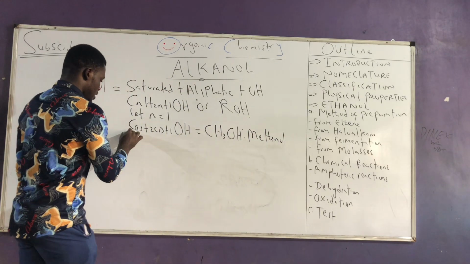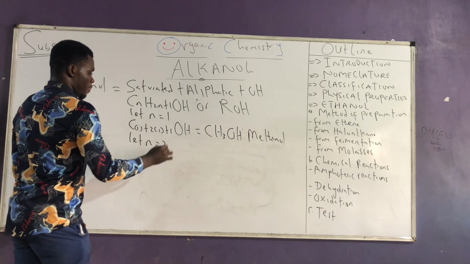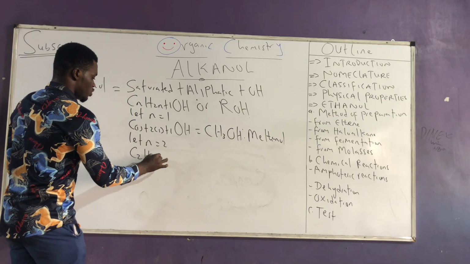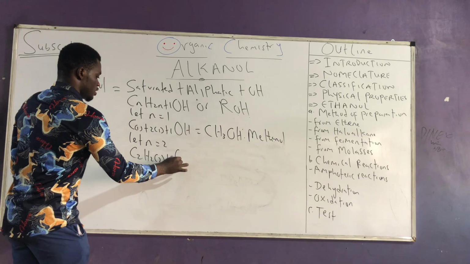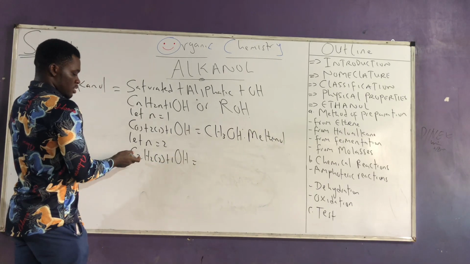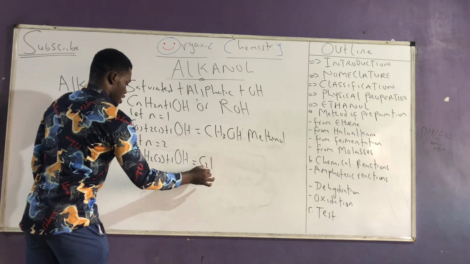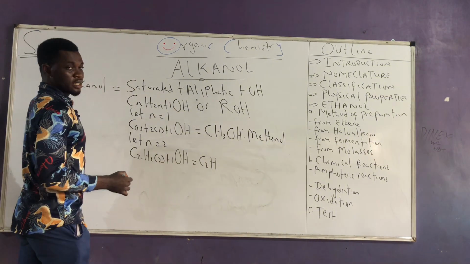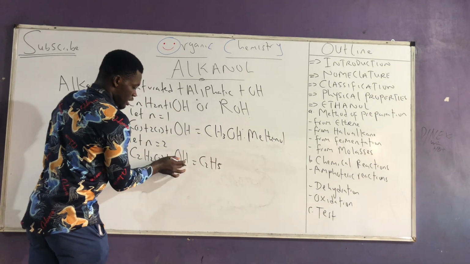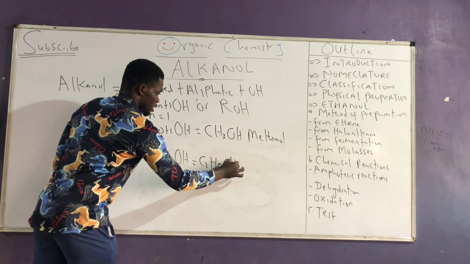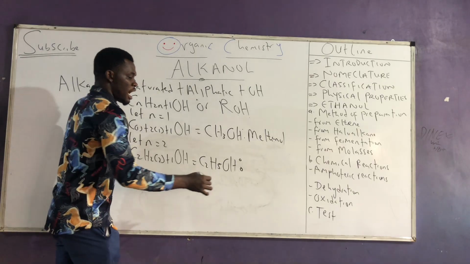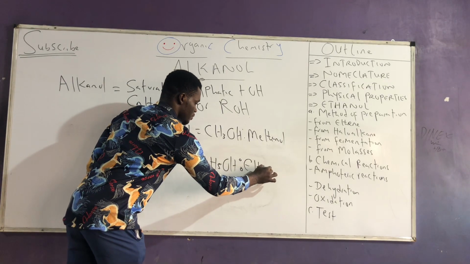I can keep doing it. Let n equal 2. What do I have? We have C2H(2×2+1)OH. 2 times 2 gives us 4, plus 1 gives us 5. Then add up your OH. This gives me the second member of the alkanol homologous series, known as ethanol.